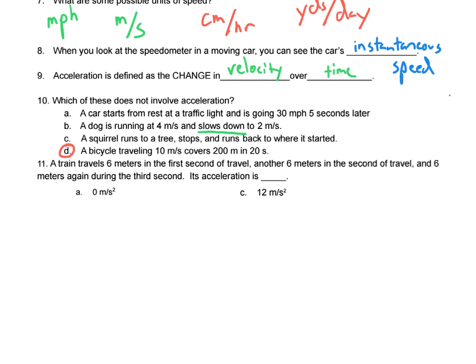All right. A train travels 6 meters in the first second, another 6 meters in the second second of travel, and 6 meters again during the third second. Its acceleration is 0 meters per second squared. Even though it's going 6 meters per second at each instant, the acceleration is how much the velocity is changing by, and we can see this velocity does not change.